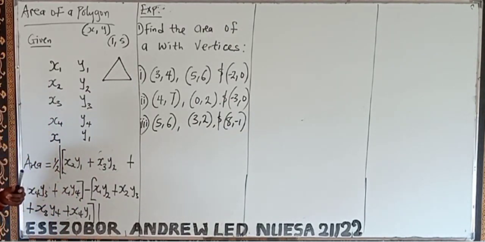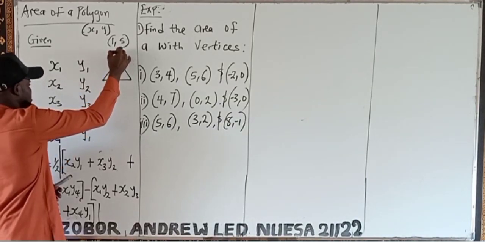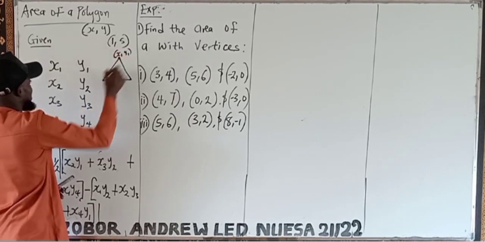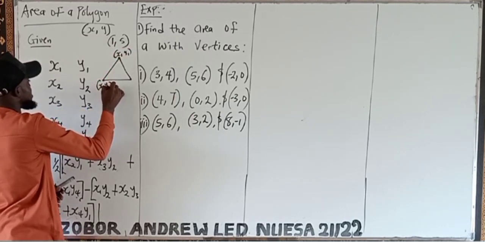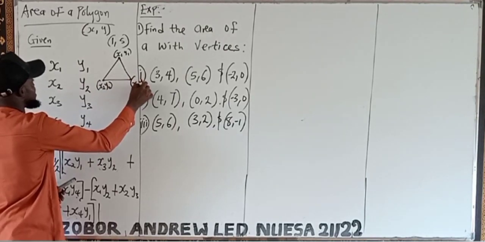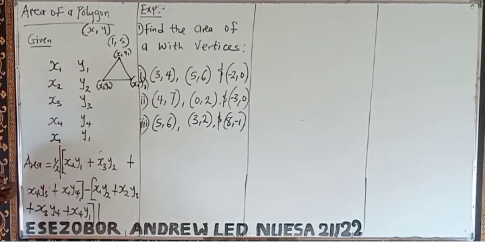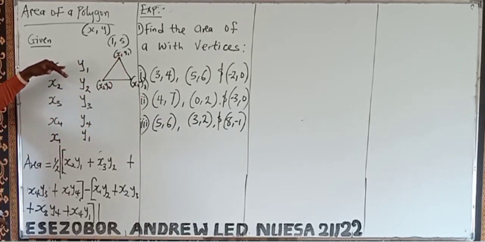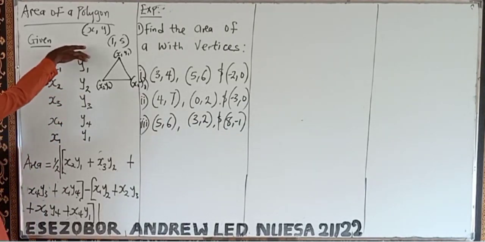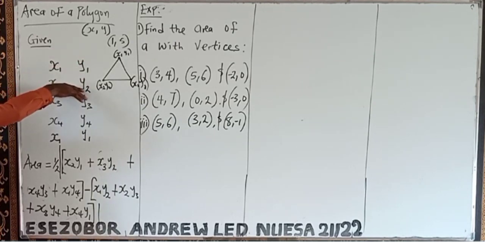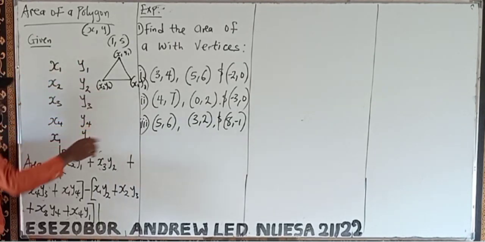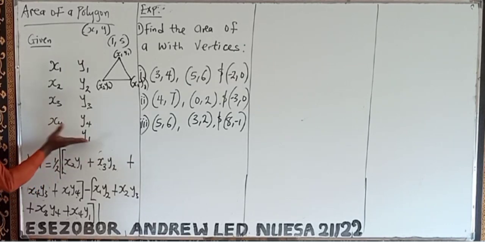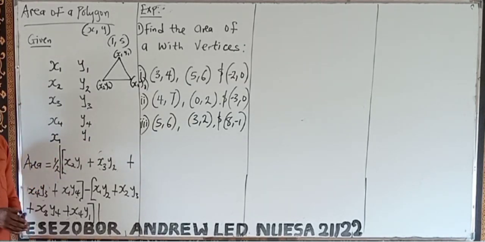So what we are looking at now, we are not using ordinary mathematics to solve this area. We want to use the vertices. Let's say we have x1, y1, this place is x2, y2, this is x3, y3. What is the area of this polygon or this triangle using the coordinate method? The first thing you have to do is arrange it, starting from the first vertex that is given. Start with the first one, then the second one, arrange the third one, and after you have arranged the last one, you close up with the first vertex.